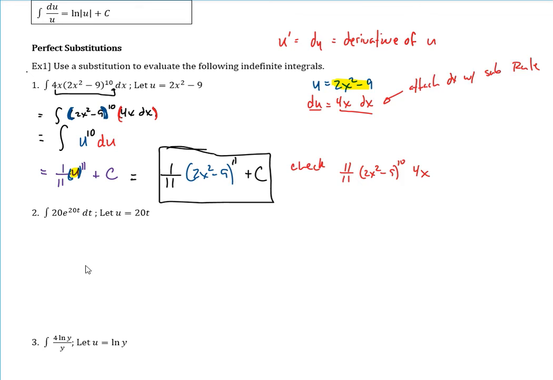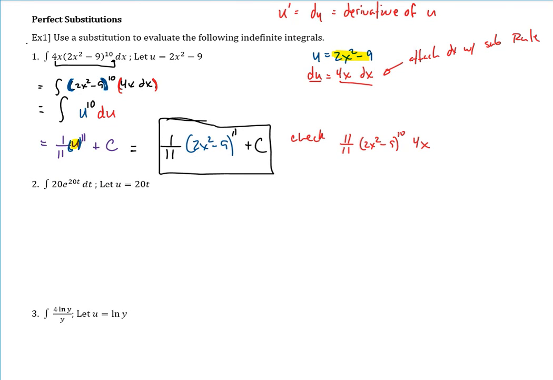All right, so let's do two other perfect substitutions. So in the second one, they told us what it should be. Let's put that to the side again. I'm going to do my blue. So often our u, I keep to the side, and then we'll focus on our substitutions in the original integral in a second. Okay, but they're telling us let u equal 20t.